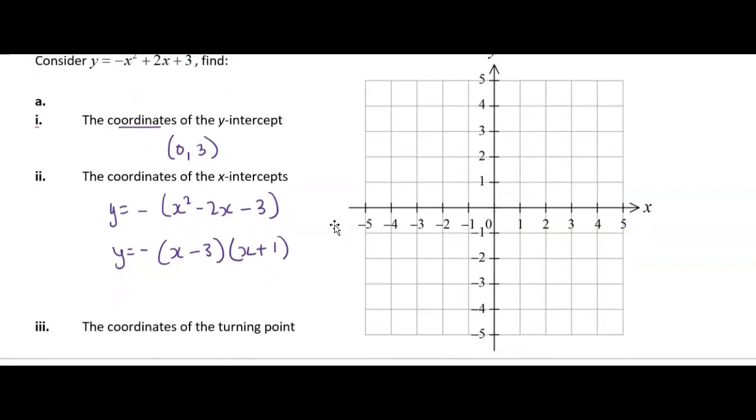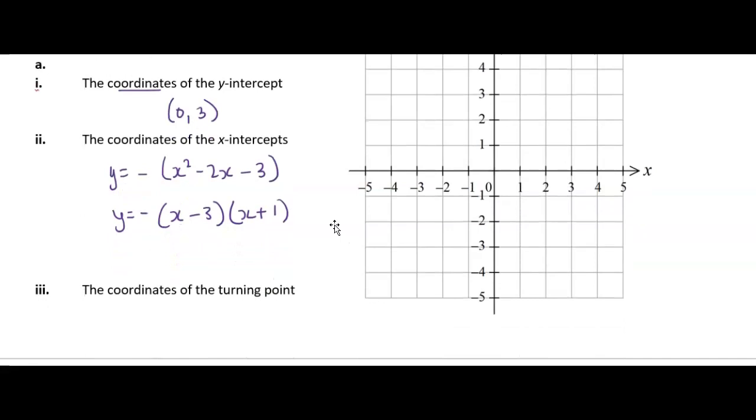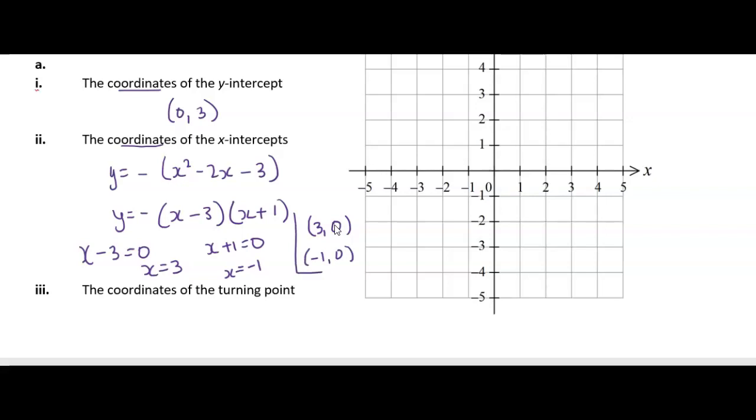Now, to get the x-intercepts, we use the null factor law. So let y equal 0. That negative is going to disappear, so we're effectively just left with x minus 3 equals 0, so x equals 3. And then x plus 1 equals 0, so x equals -1. So remember, we're doing the coordinates, so let's write the two coordinates down. We're going to have 3, 0, and -1, 0. Let's put that in a square bracket.